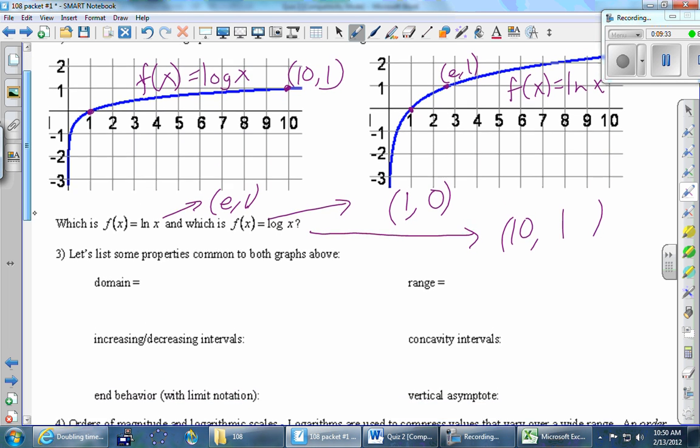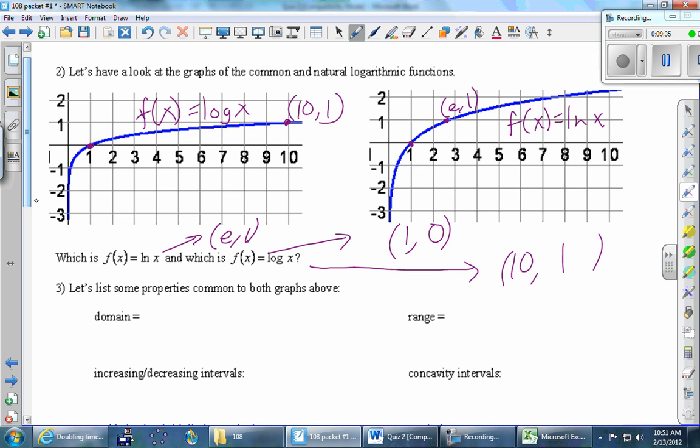Okay, let's start filling in some stuff here. What's the domain, which is the set of x's? Everything bigger than 0. Notice that you can't plug 0 in. It never hits the y-axis. And you can't plug negatives in. So the domain is all the x's bigger than 0. The range is all real numbers. It goes down to minus infinity, goes up to positive infinity. It takes really long to get up to positive infinity. It grows really slowly, but the range is all real numbers.